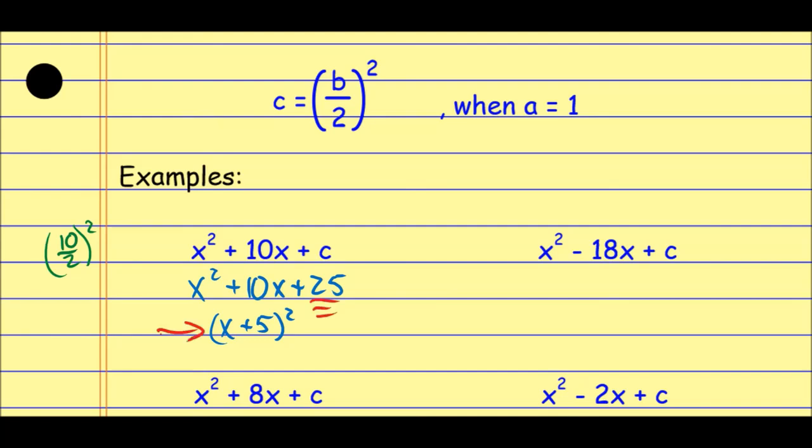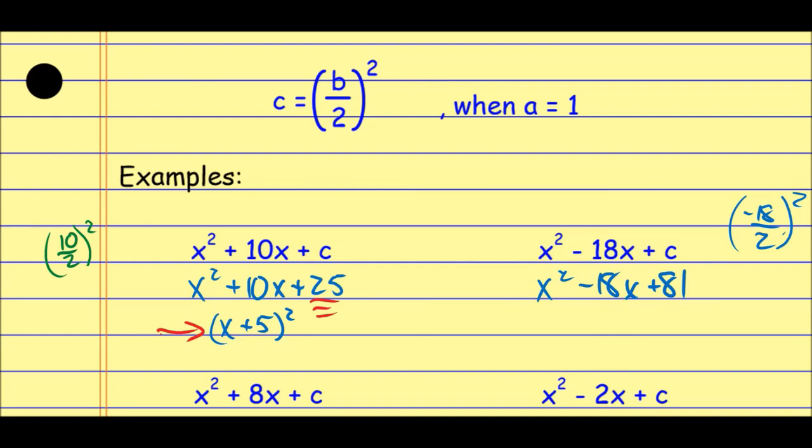If I look at the next one, same kind of thing. I take that negative 18, the B value, divide it by 2 and square it. Negative 18 divided by 2 is negative 9. Negative 9 squared is a positive 81. So that's x squared minus 18x plus 81. That is now a perfect square trinomial because it will factor into a binomial squared.